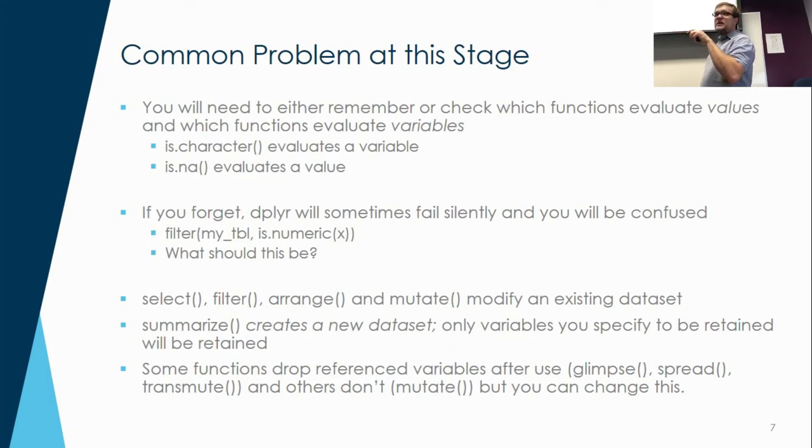Is.na evaluates values. If I give it a vector, it will give me back one value for every element inside the vector. So is.character takes a vector, returns a value. Is.na takes a vector, returns a vector. Okay? That distinction happens everywhere. So if you don't remember what a function does and what it returns, it's really important to check the documentation, because the documentation will tell you.